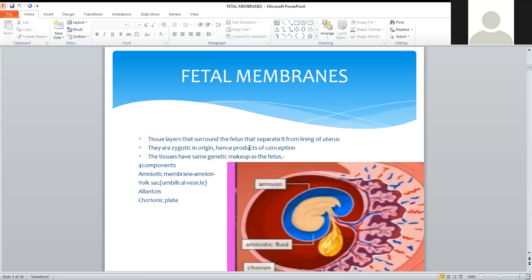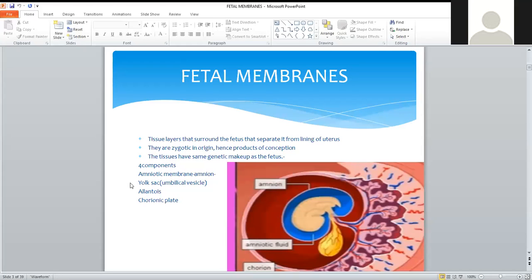These are tissue layers that surround the fetus and separate it from the lining of the uterus. So they basically separate it from the mother, and they are zygotic in origin, hence they are products of conception. This is a very important point because, since they are zygotic, they can be used in, for example, paternity studies, to know who is the father of the child. We will discuss that in the next few slides.